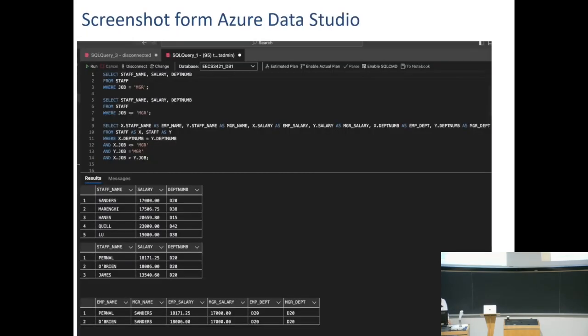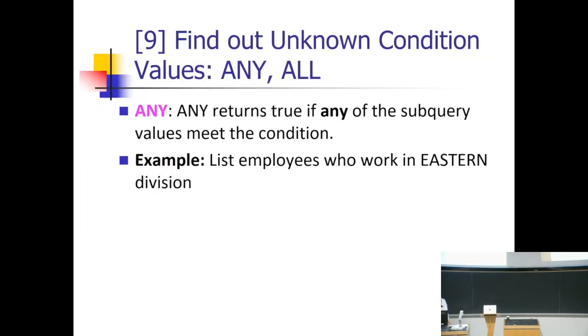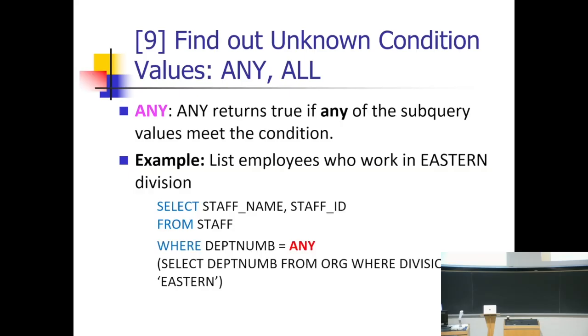And then we had these queries, and finally about ANY and ALL. The ANY operator compares the value in each row with each value returned by the subquery. So what does that mean? For example, you want to list employees who work in the Eastern Division. So what does this subquery return? We have select department number from organization where division is Eastern. What does this subquery return?